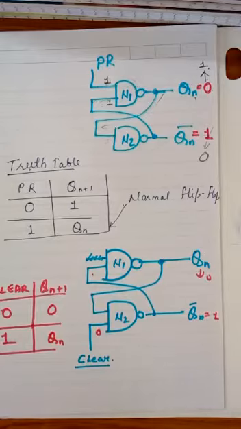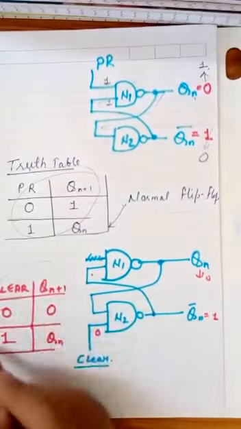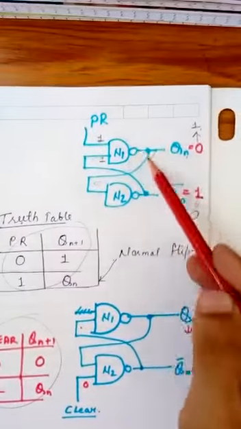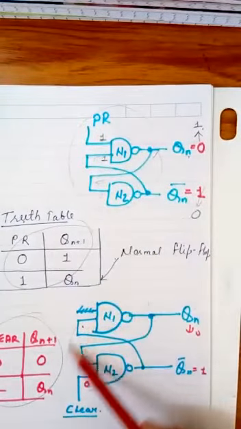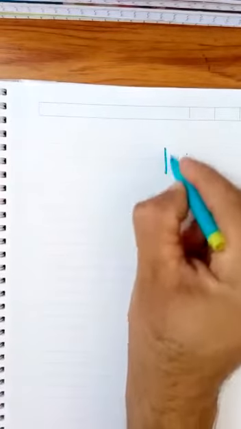Now see these two tables. If we combine this table with this table, or in other words we combine this particular circuit with this circuit, then collectively we can design this like this.